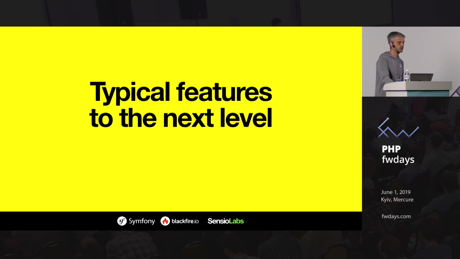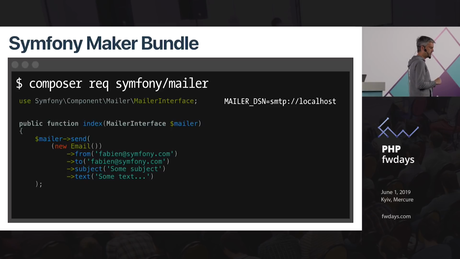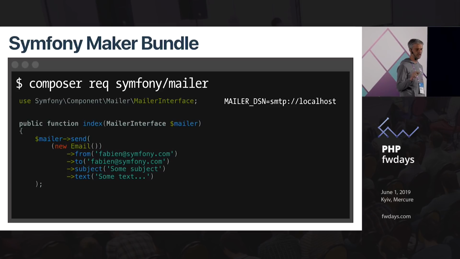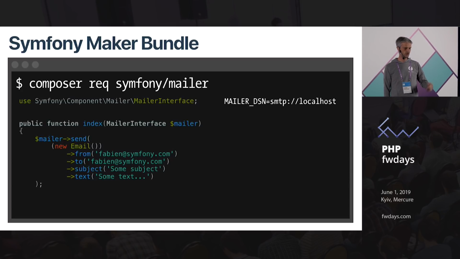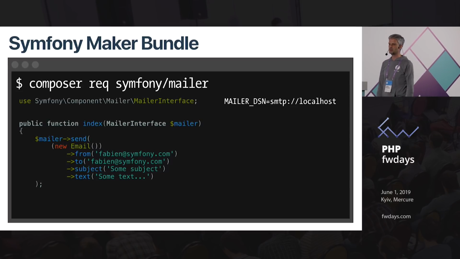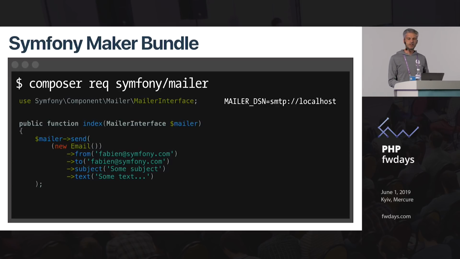So I want to send emails from my controller, basic need. So I'm going to require Symfony mailer, and I'm going to edit my .env file, setting the mailer DSN. Here I'm using the SMTP of my localhost machine. And as it was the case for Twig, I am injecting the mailer interface, don't care about how it's configured, and then I can say mailer send, and I'm sending a message, an email here. Very simple. And you can do the exact same thing with SwiftMailer, right?